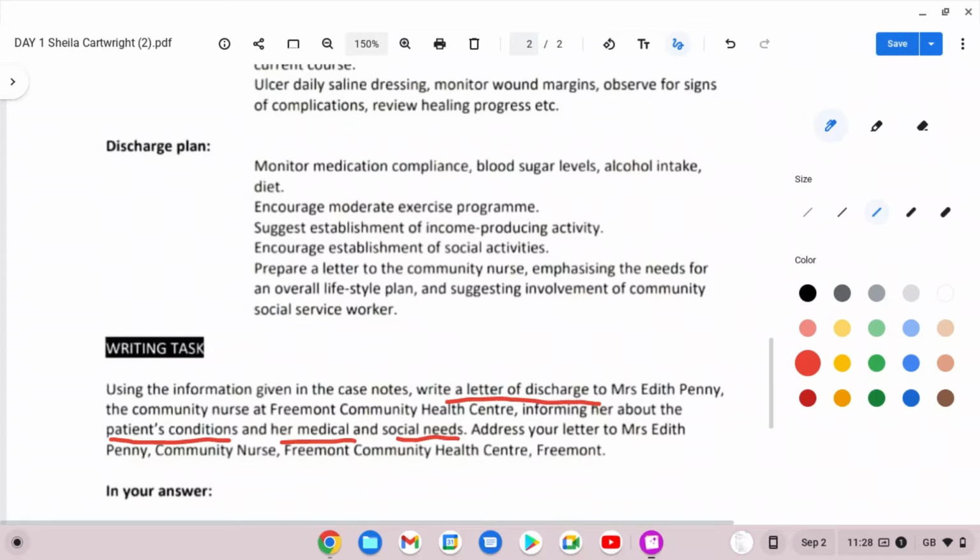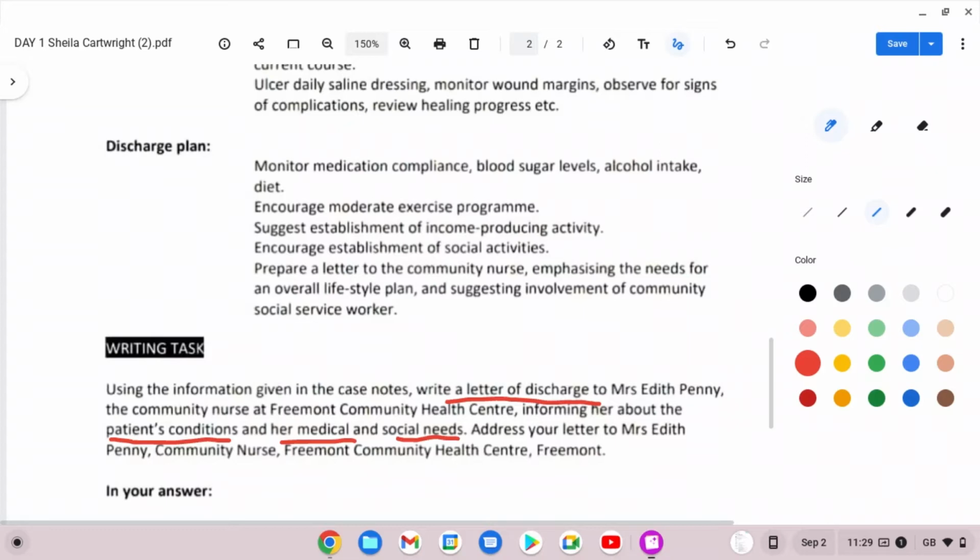Then you have to ask the question: what are these medical needs? To know the medical needs for Miss Sheila Cartwright, you have to look above, at what happened to this patient and the patient's discharge plan, what the planning is for this patient. You can see that in the discharge plan: monitor medication compliance. Why do we need to monitor medication compliance? You should assume that the patient had non-compliance with her medication. That's the reason we need to monitor medication compliance.